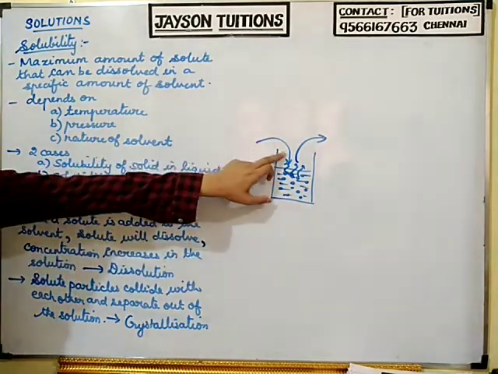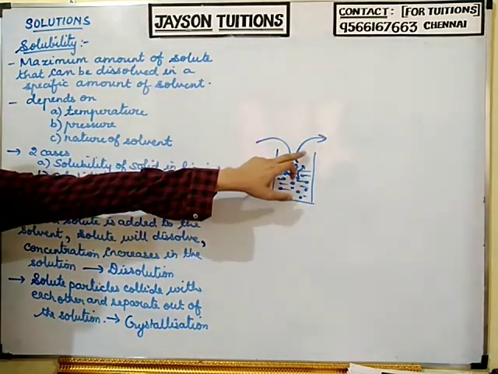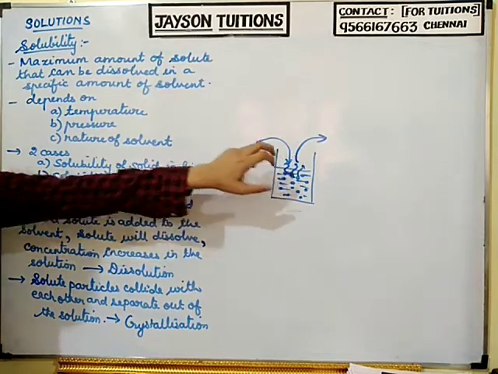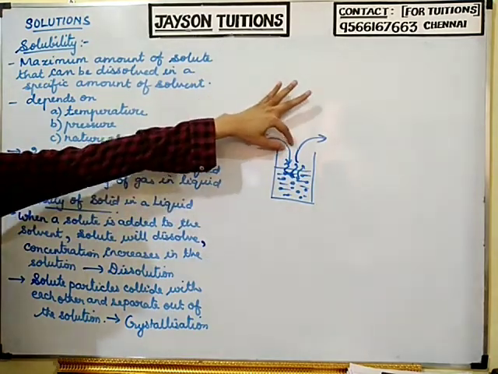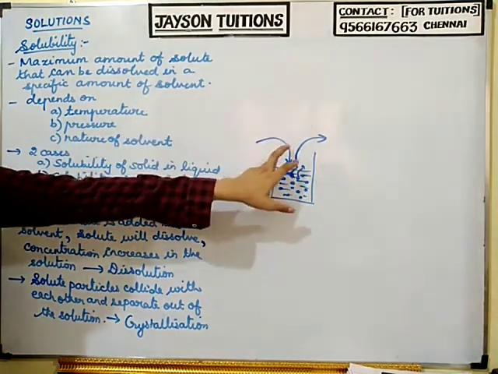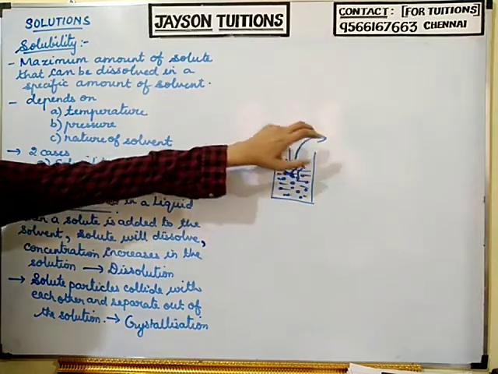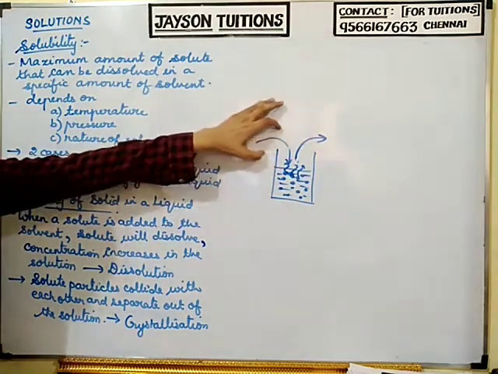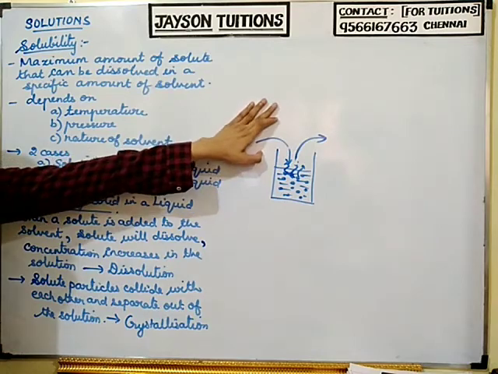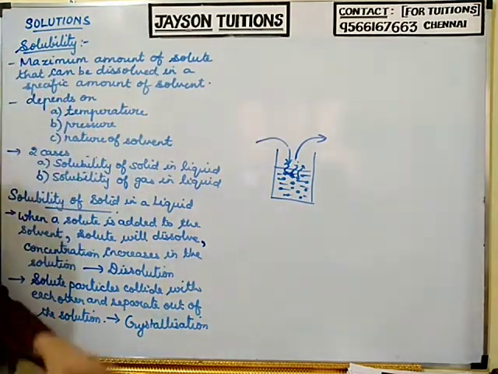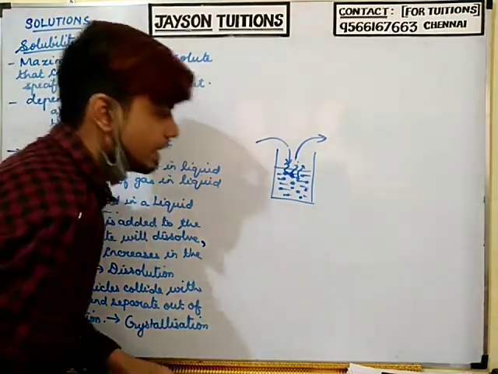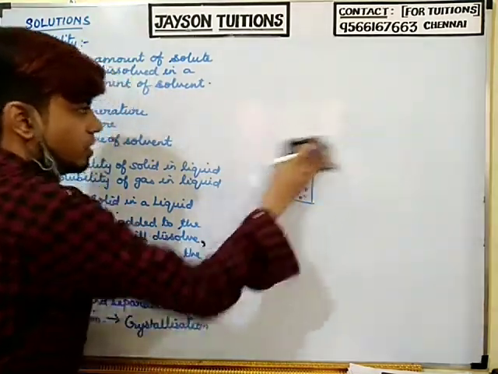If the dissolution speed is equal to the crystallization speed, that is, the number of solute dissolving is equal to the number of solute coming out, if both are equal, then that stage is called dynamic equilibrium. What is it called? Dynamic equilibrium. So write down.